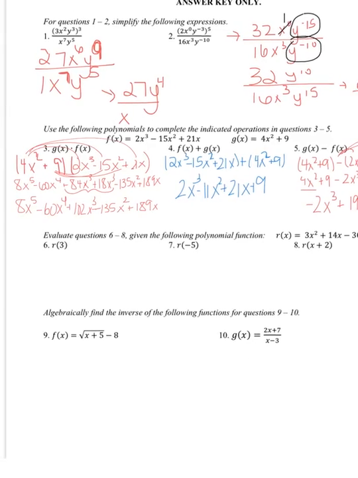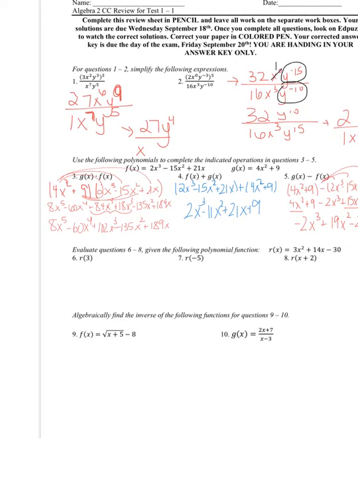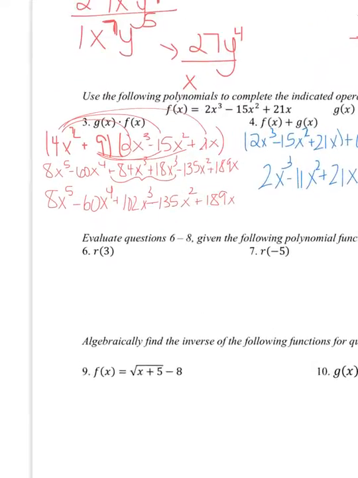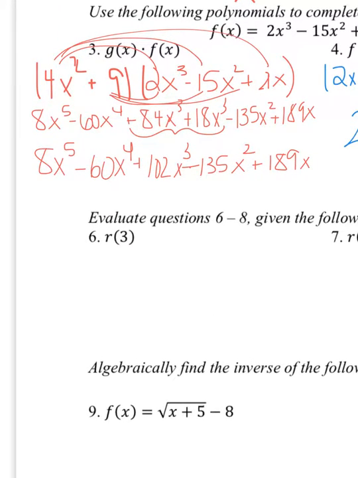Number 6 is evaluating this function. It gives you r of x over here. So all you have to do, I want you to find r of 3, r of negative 5, and r of x plus 2. These are all inputs. They are all inside of the parentheses. You substitute whatever is in the parentheses for x in the question, and then you get the output as your answer.